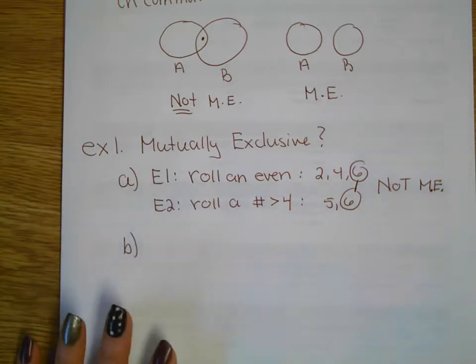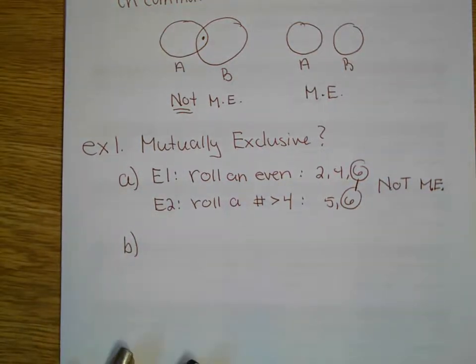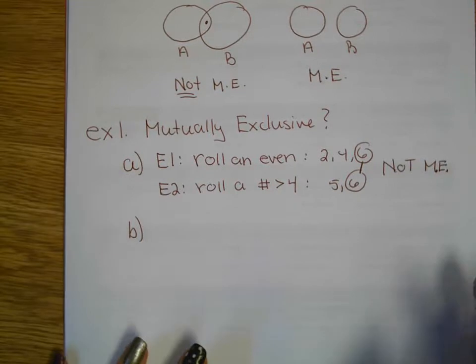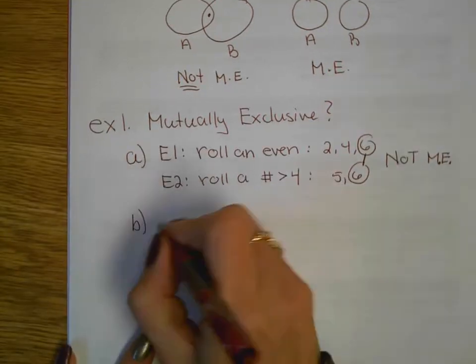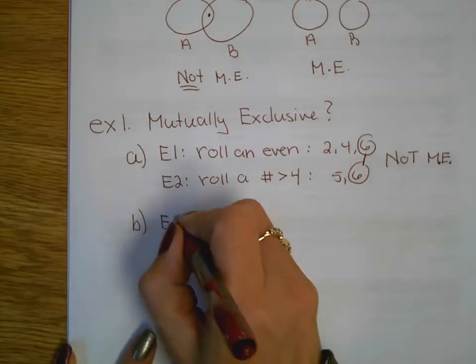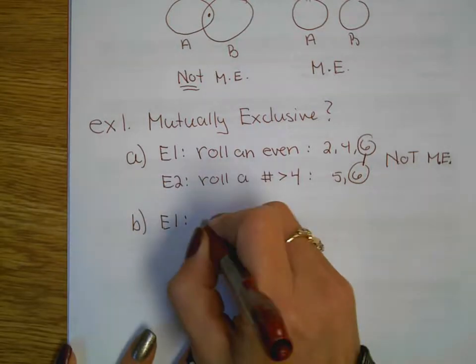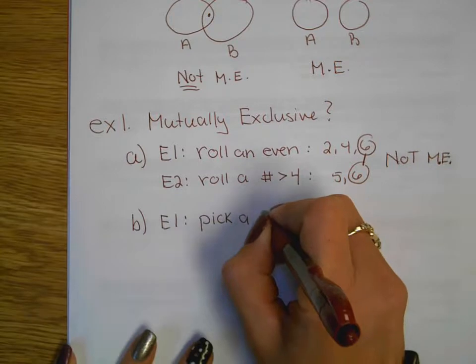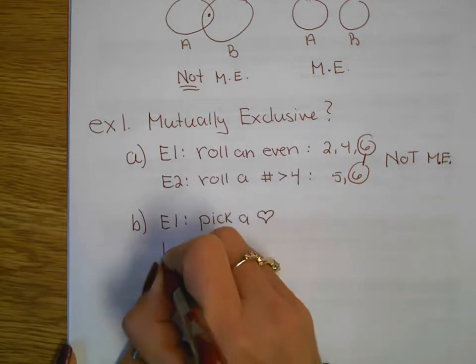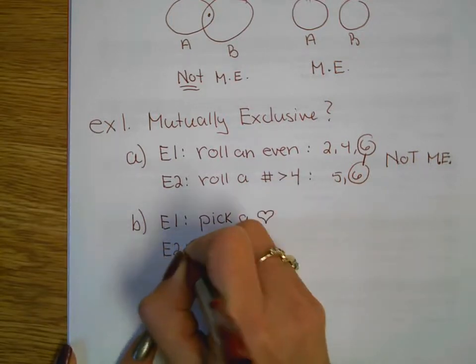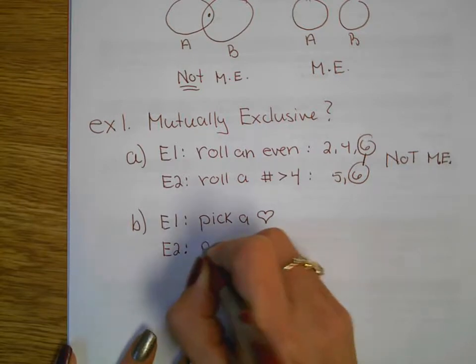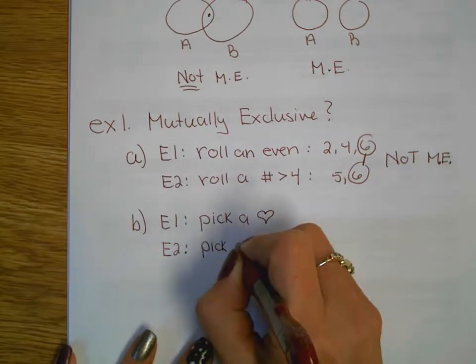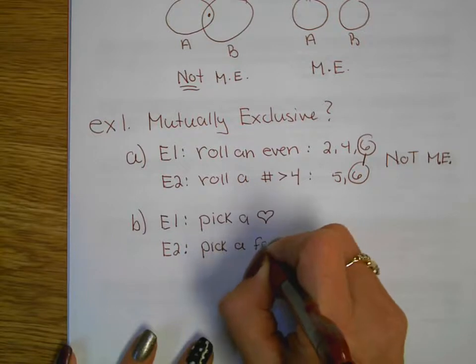Okay, how about picking a card from a deck of cards? Event 1 is going to be picking a heart. Event 2 is going to be pick a face card.